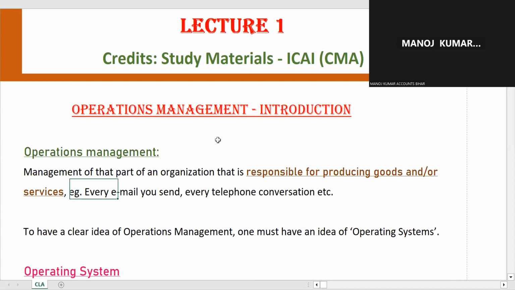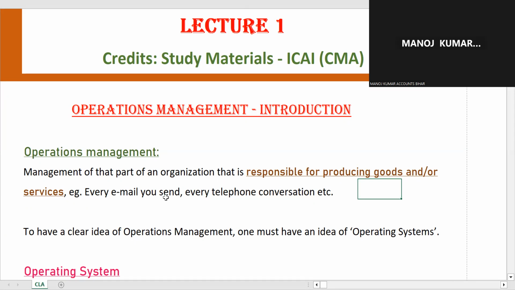Every email you send, every telephone conversation you have, ठीक है. So if you are using the services of email, if you are using Yahoo services, right? So Yahoo का final product is email. ठीक है, for that they would have used many softwares, lots of employees. So basically when you send an email, you are actually using the operations function of the email organization. That is the end product.